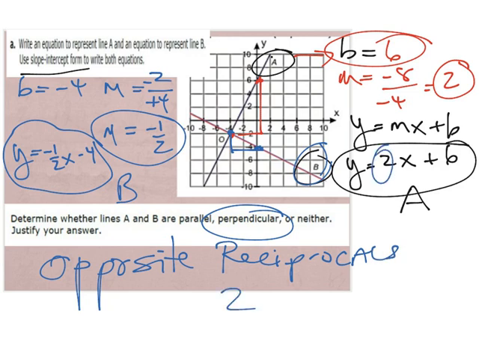And I'm talking about this slope of 2 versus the slope over here of negative 1/2. Remember, the 2 positive is also like saying 2 over 1, opposite reciprocals. Okay?